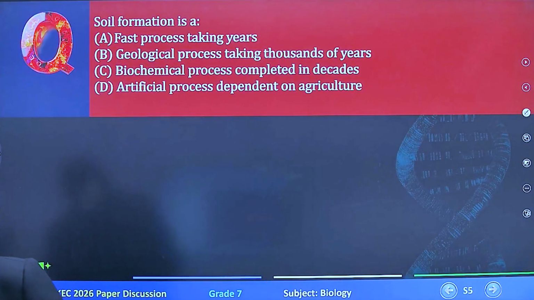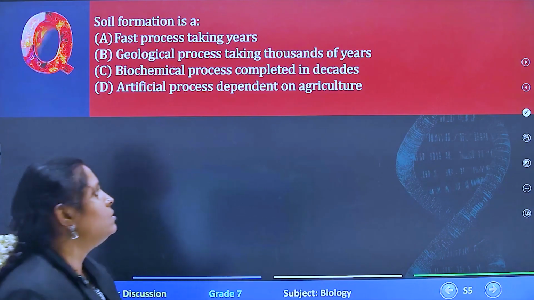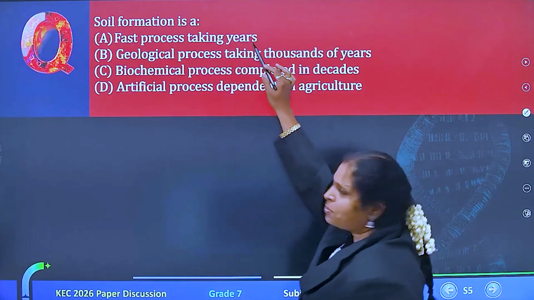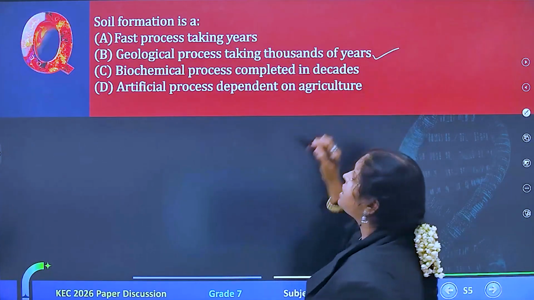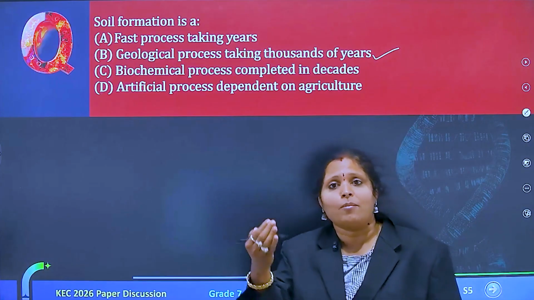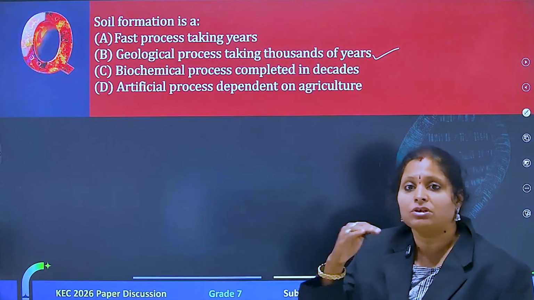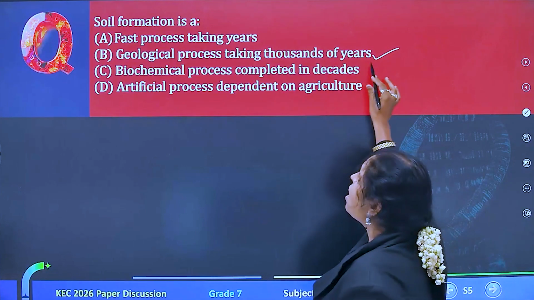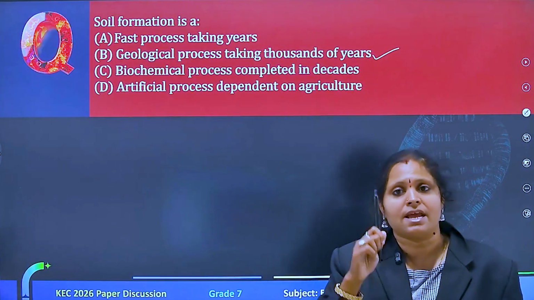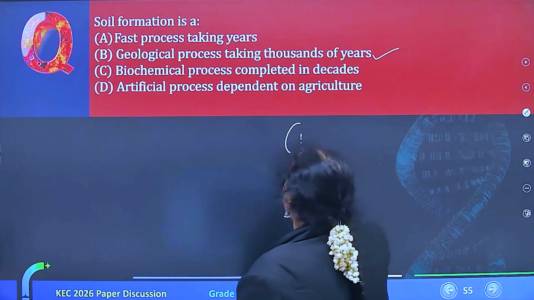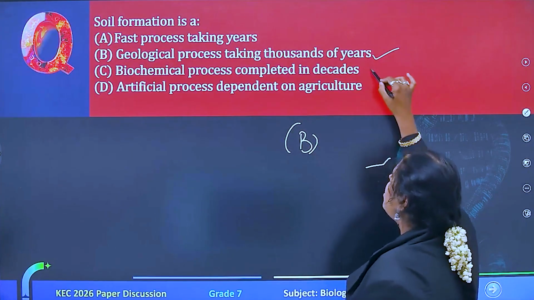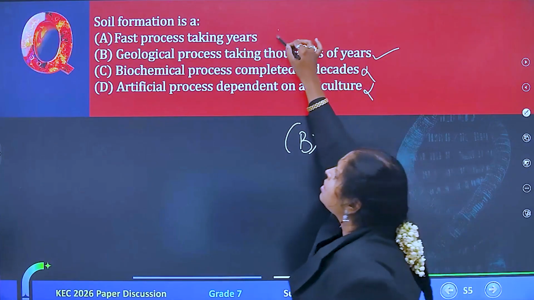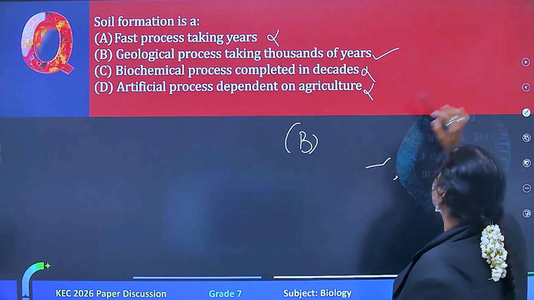Then the third question, soil formation is A. What is the answer for this? Soil formation is not a fast process. It is a geological process because soil formation takes place in the earth, taking thousands of years. So the answer goes with B. Biochemical process, no. Artificial process, no. So B will be the correct option.